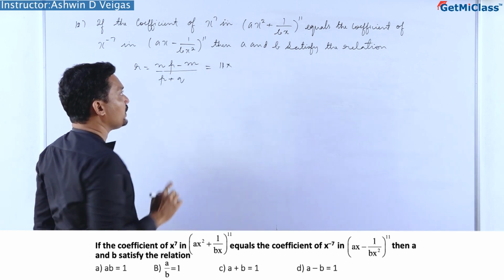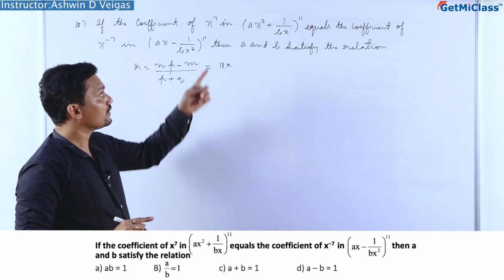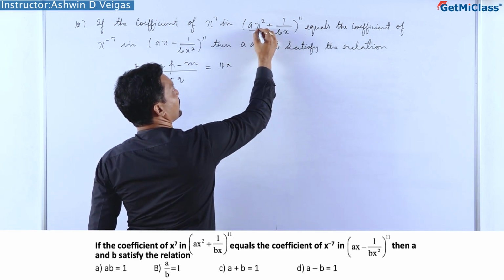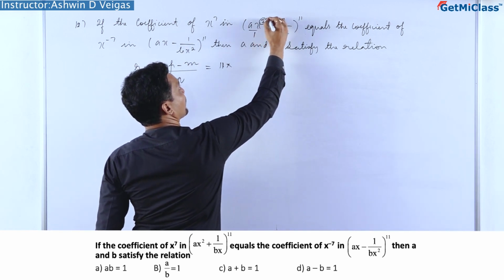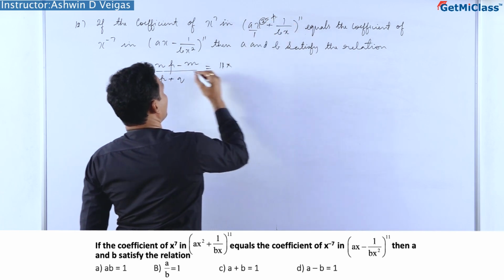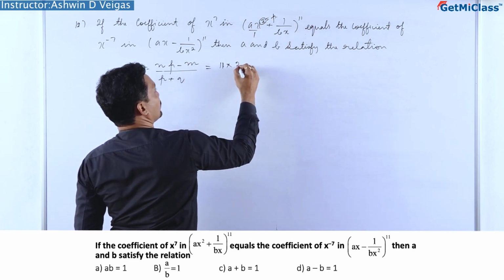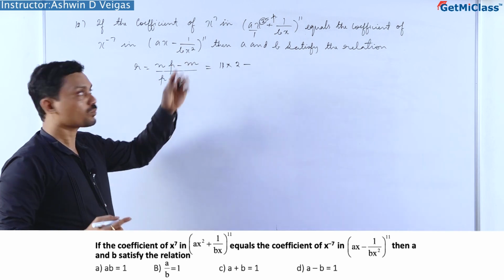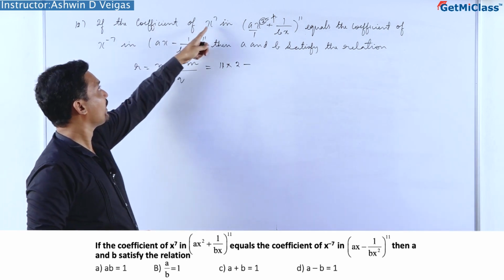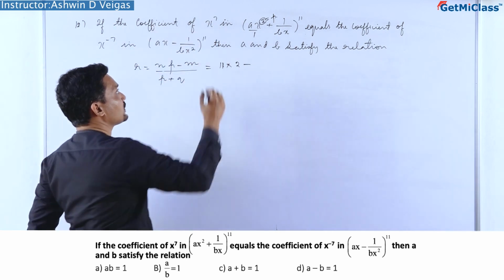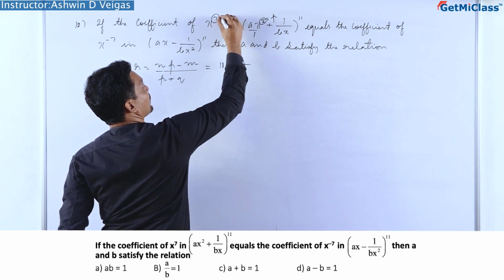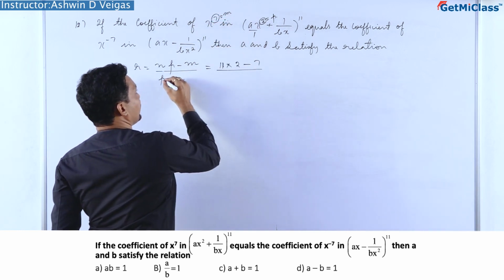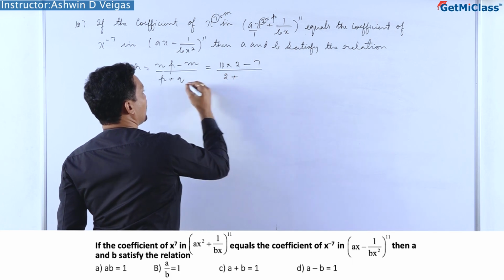P is the power of x in the first term when x is in the numerator. See, x is already in the numerator, so the power of x will be P, that is 2, minus M. M is the power of x in the question. They are asking the coefficient of x^7, so M is 7, divided by again P, that is 2, plus Q.